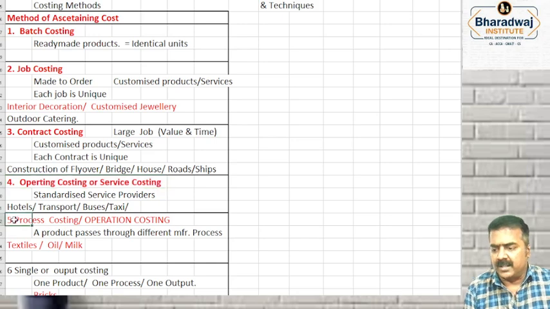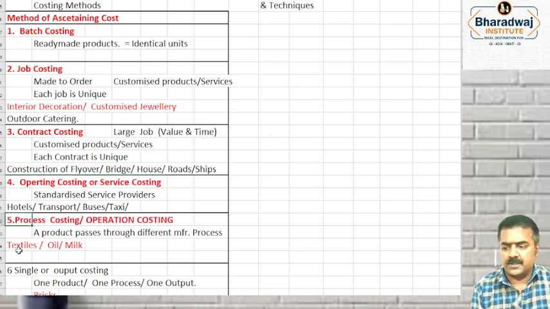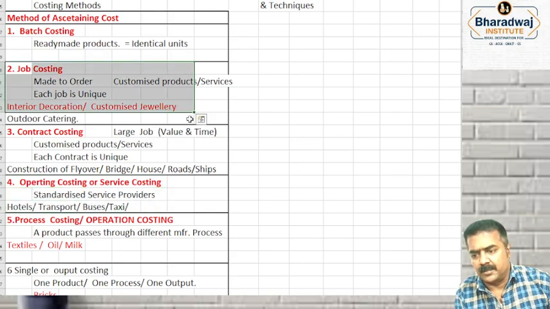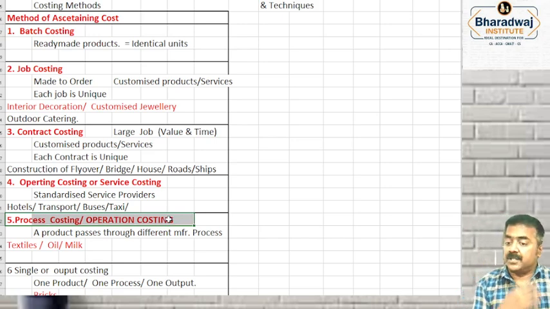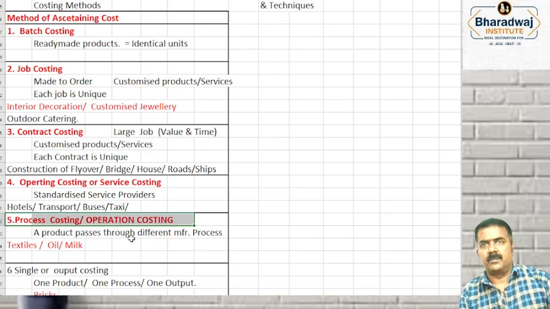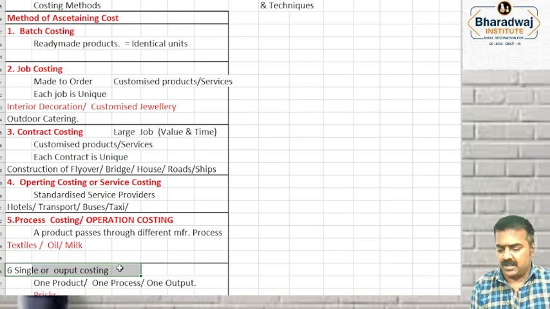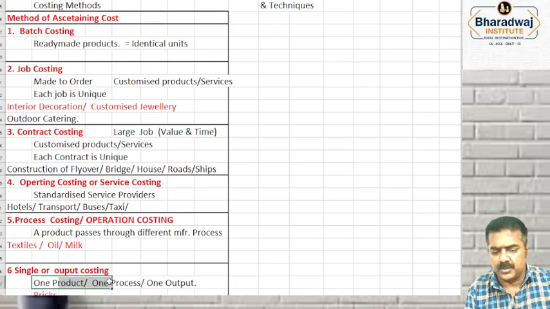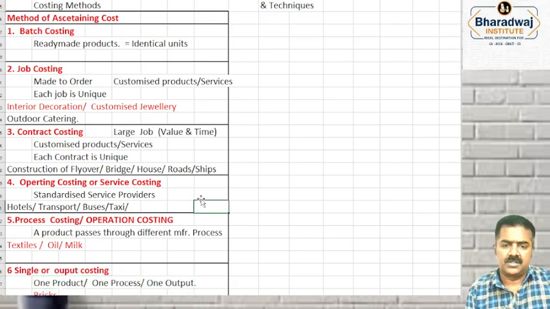Who will follow operating and service costing? Standardized service providers. If it is customized services, it will come under which one? Job costing. Process costing or operation costing: a product passes through different manufacturing processes. You will find different products, different names, different commercial usage. Single or output costing, where one product, one process, one output, then you will follow which method? Single or output costing.